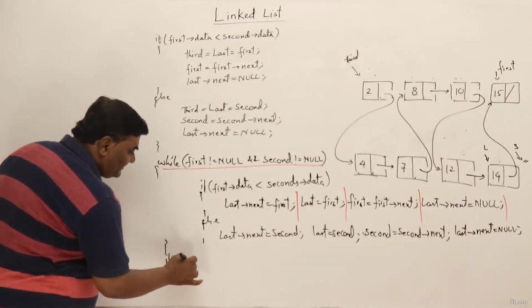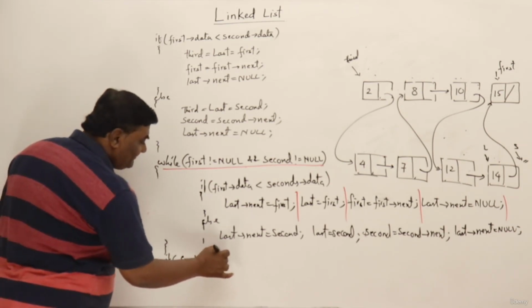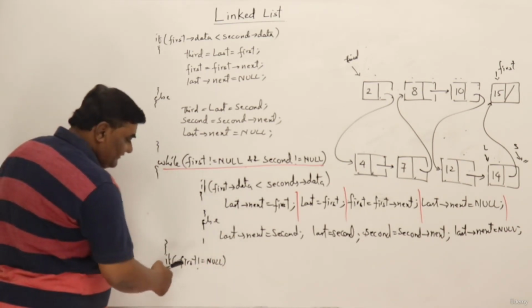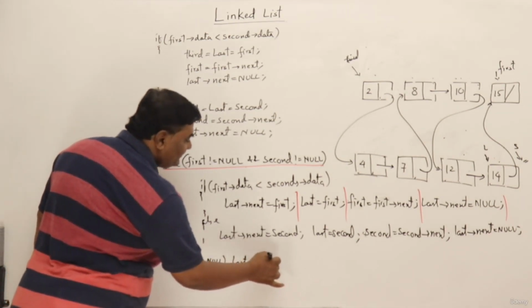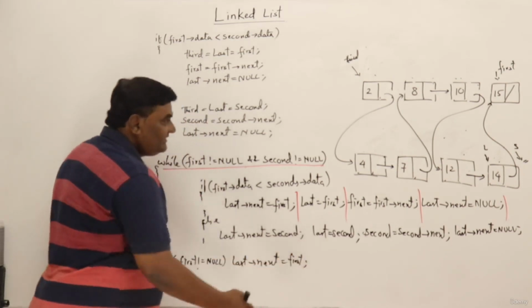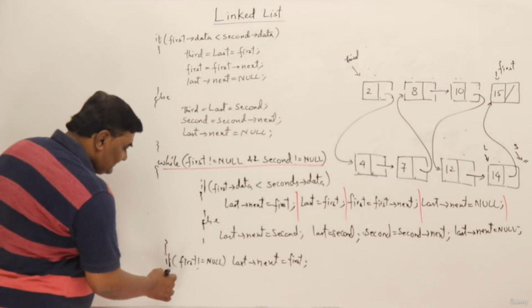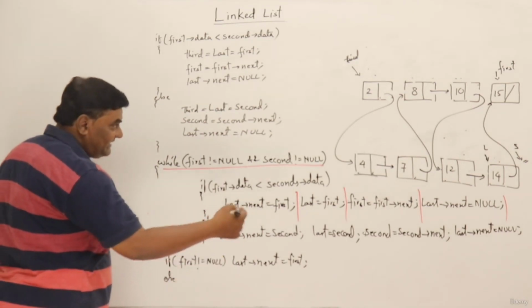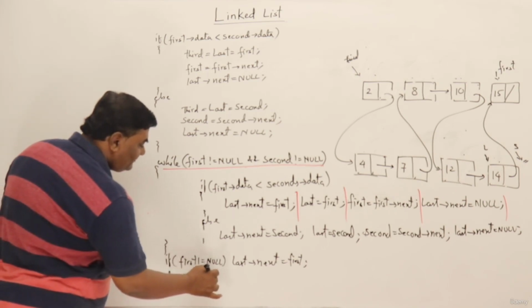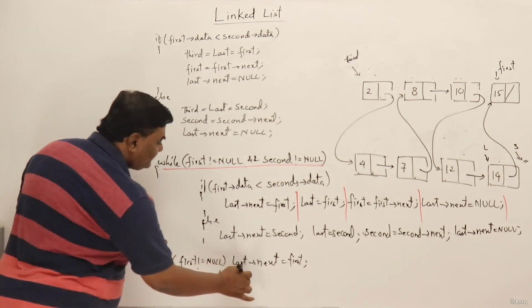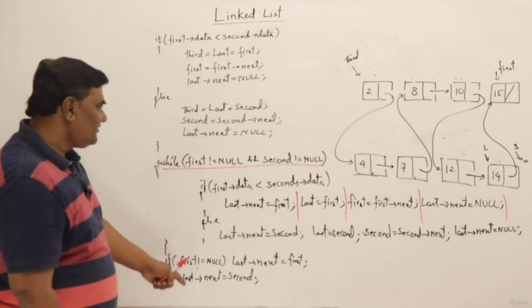If first is not null after this loop, anyone is not null, right? Because one of them has become null, so it has come out. If first one is not null, then make last next as first. That's what I have done here. See, last is pointing on this one. Else, definitely second one will be not null. So last next should point on second. So wherever the nodes are remaining, it should point on that one. So this is the code for merging.